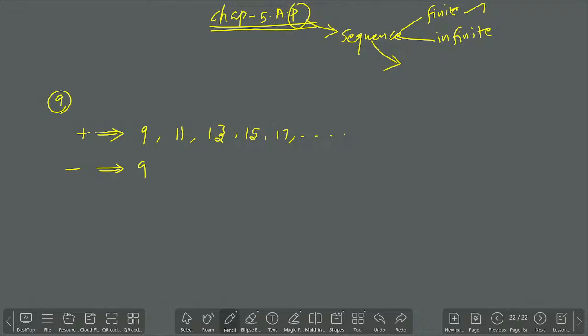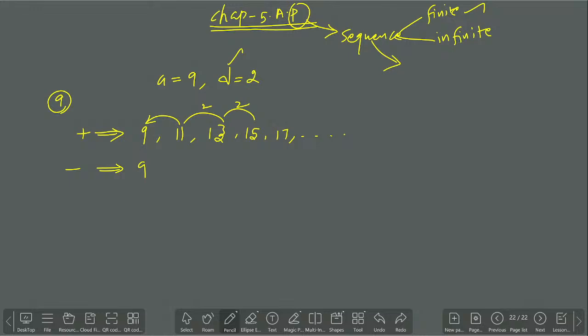Here there is a specific condition. The first term is 9, and each next term is increased by 2. Generally we call this the difference. D stands for difference, the difference between a term and the previous term. Here it is 2. If we get the same 2 every time, this is called a common difference.